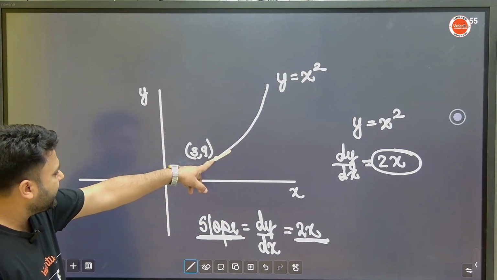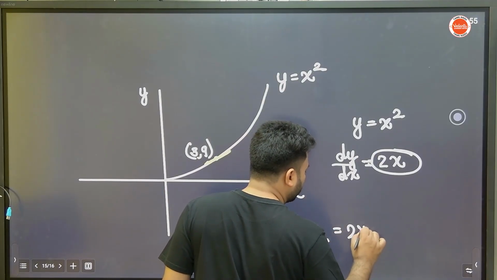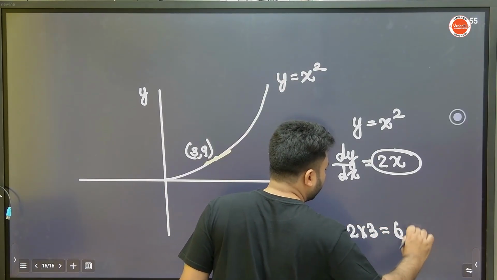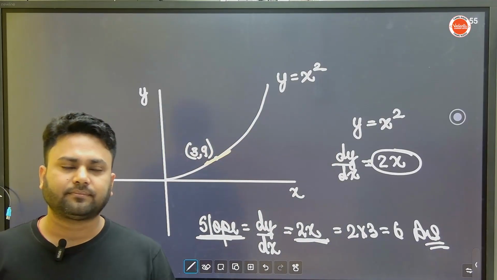Now at this point, what is the x coordinate? 3. So the slope will be 2 into 3, that is 6. The value of the slope will be 6.